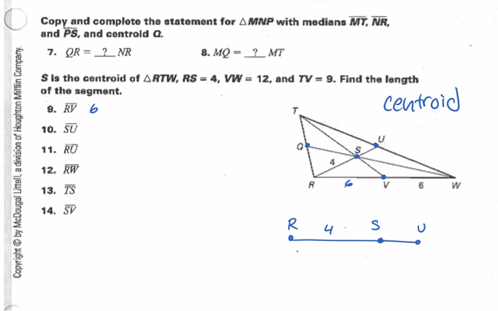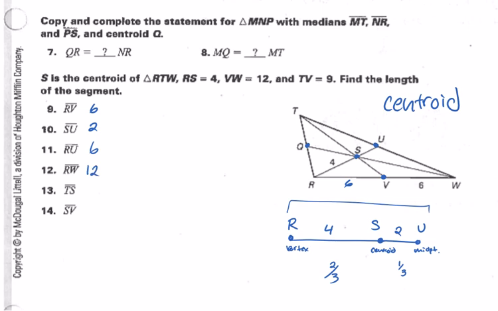SU. From the vertex to the centroid is 2/3 of the total, and from the centroid to the midpoint is 1/3 of the total. You can see that this piece is smaller. SU is definitely smaller, so SU is going to be half of that, since it's 2/3 to 1/3. So this piece is going to be 2. SU is 2, which makes the entire RU 6. And it has similar relationships. Continue down the line, RW, that's a total of 12.